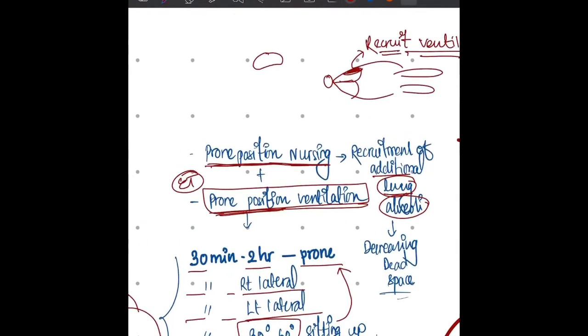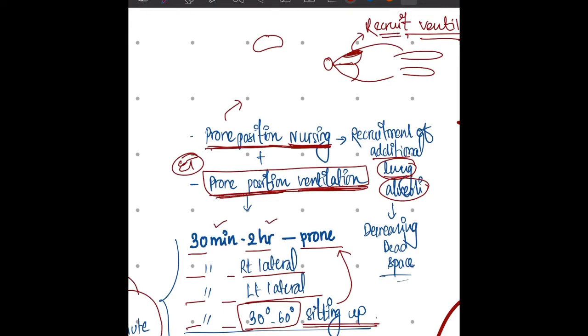Understand that there is a difference between prone position nursing and prone position ventilation. Prone position nursing means that the moment the patient gets admitted in the hospital, from then on prone position is started. Even if the patient is completely normal and not in shortness of breath, not on ventilation, ask the patient to be in prone position for 30 minutes to 2 hours, then in right lateral position for 30 minutes to 2 hours, then finally left lateral for the next 2 hours, and then sitting up position at a 30 to 60 degree angle in the next 2 hours. So this is prone position nursing.